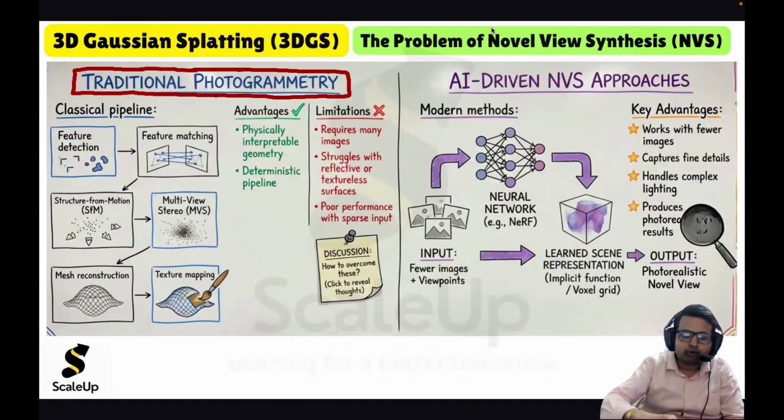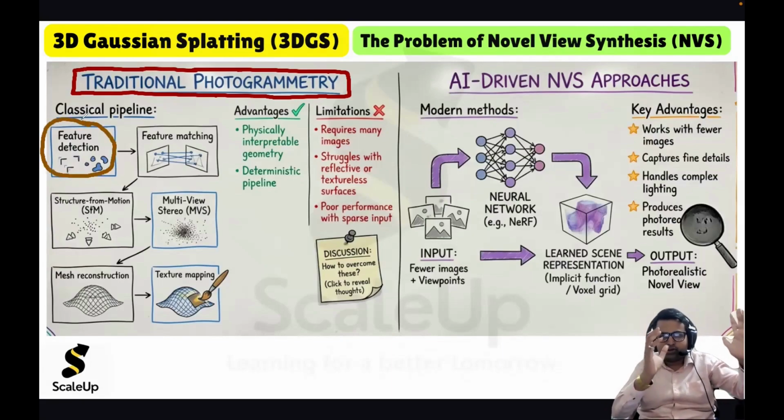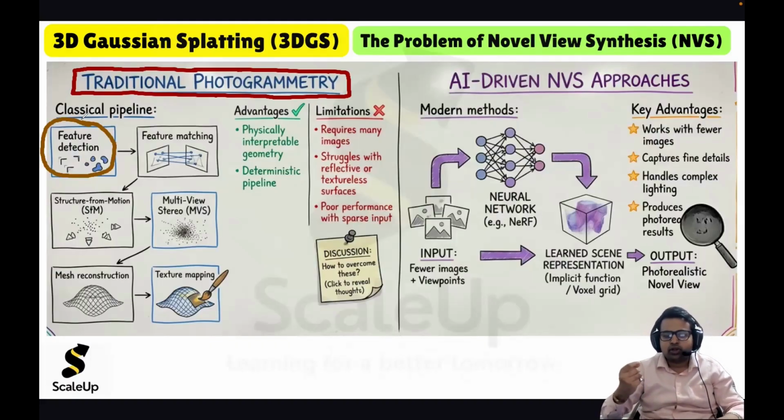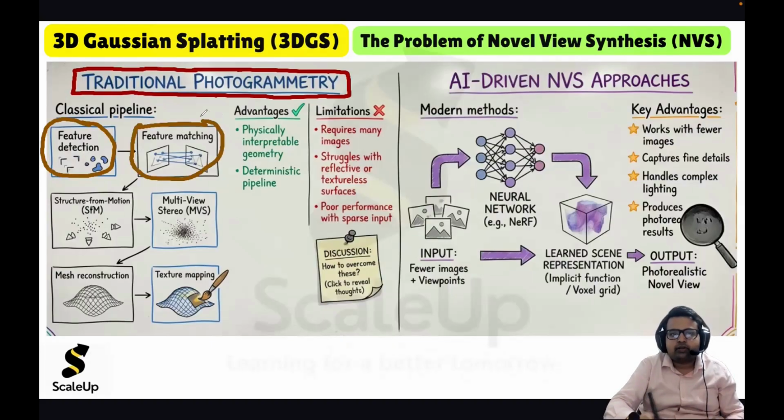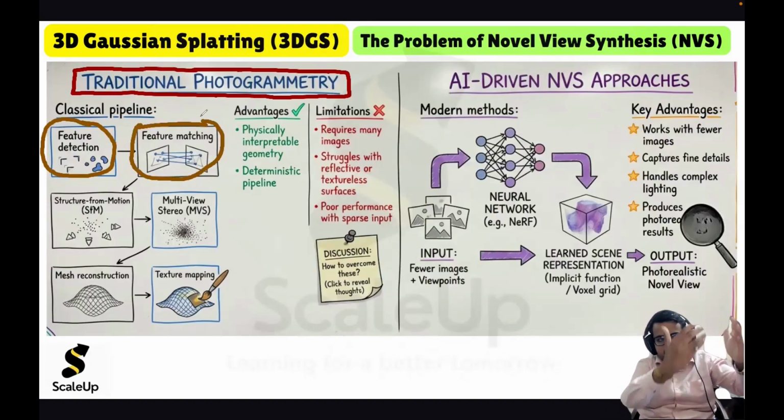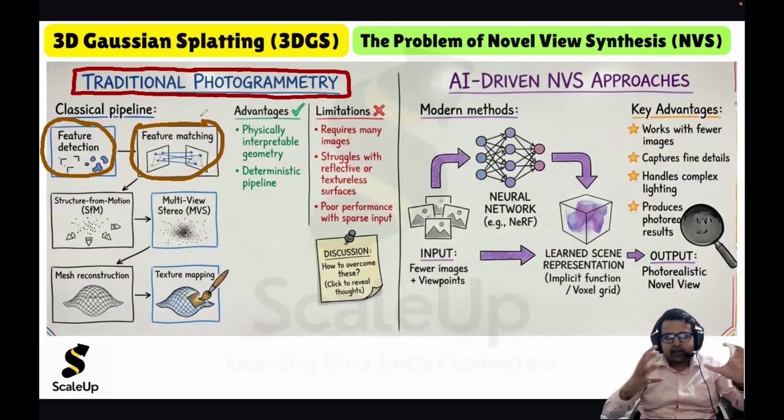In the traditional approach, what we used to do is, first, feature detection. Whatever sample we have, images and the pose angle, we used to detect the features. In feature detection, we focused on corners and edges, and then we did feature matching. Whatever input we have from every image, we detect the features. Then we try to connect the dots, which we call feature matching.